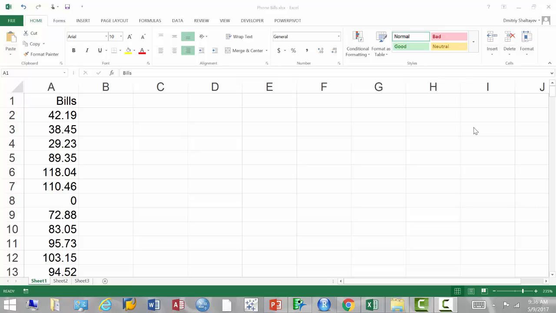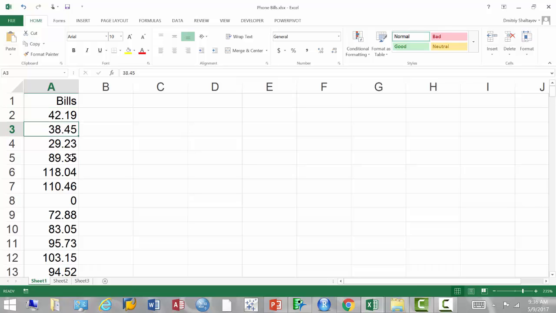Okay, and we're back. All right, so this is my data set, right? It has a number of phone bills. So all of these are numbers, right? In dollars and cents. So the first customer we had in our data set paid, and it's monthly, right? Monthly service. $42.19 for their first month, okay?